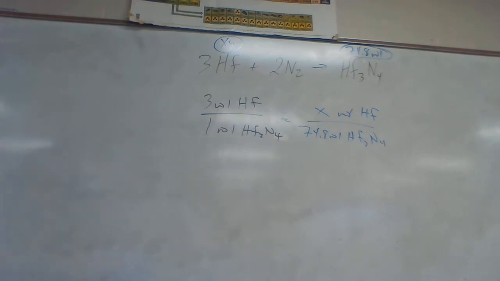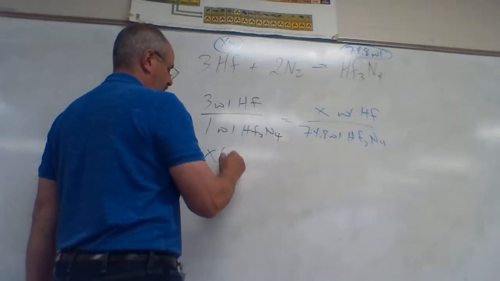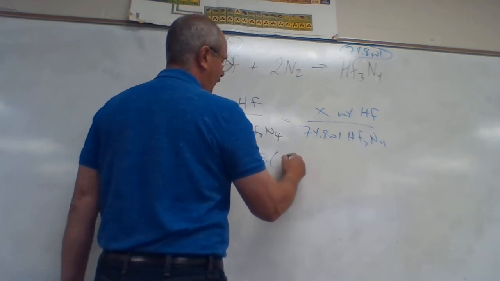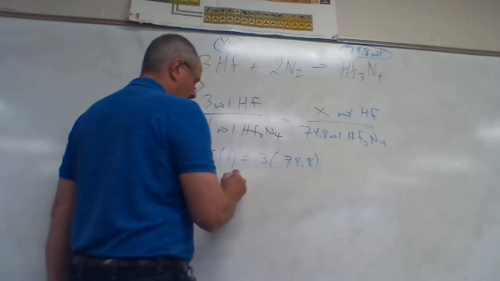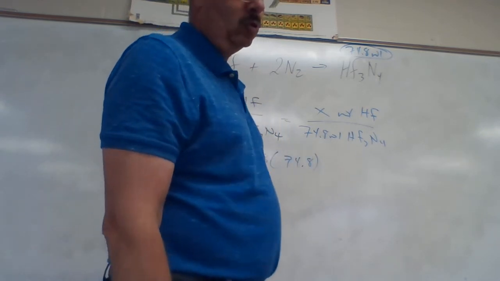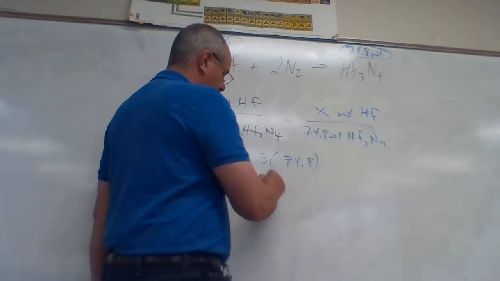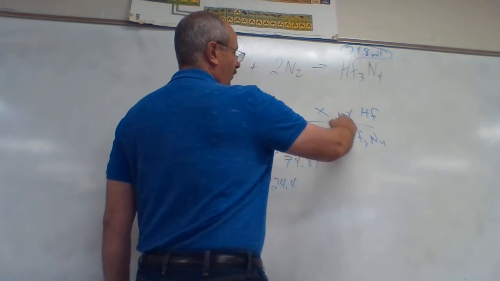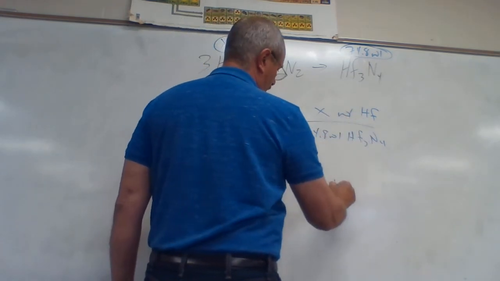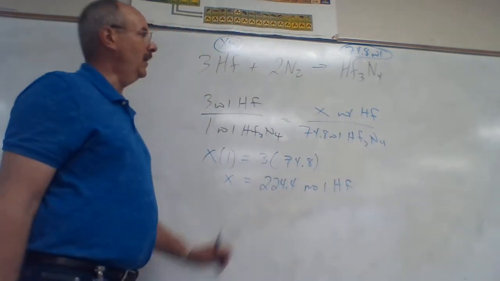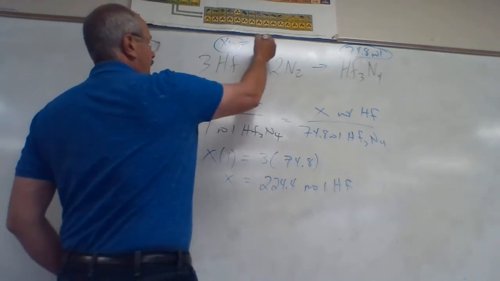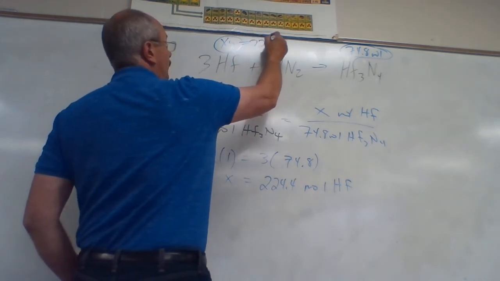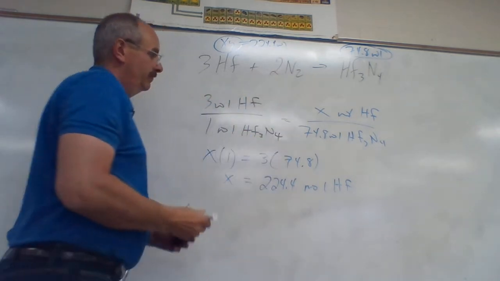All right, so from there we're going to cross multiply. X times 1 equals 3 times 74.8. So X ends up equaling 224.4. Now what did we just find out? We found out moles of HF. Well, is that what they wanted? No, they wanted grams. So we now know that this equals 224.4 moles.